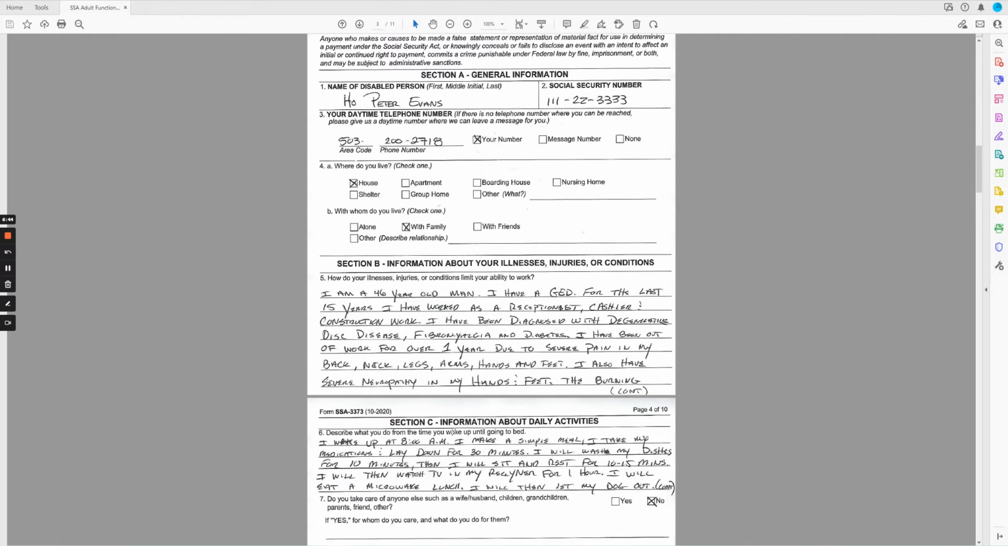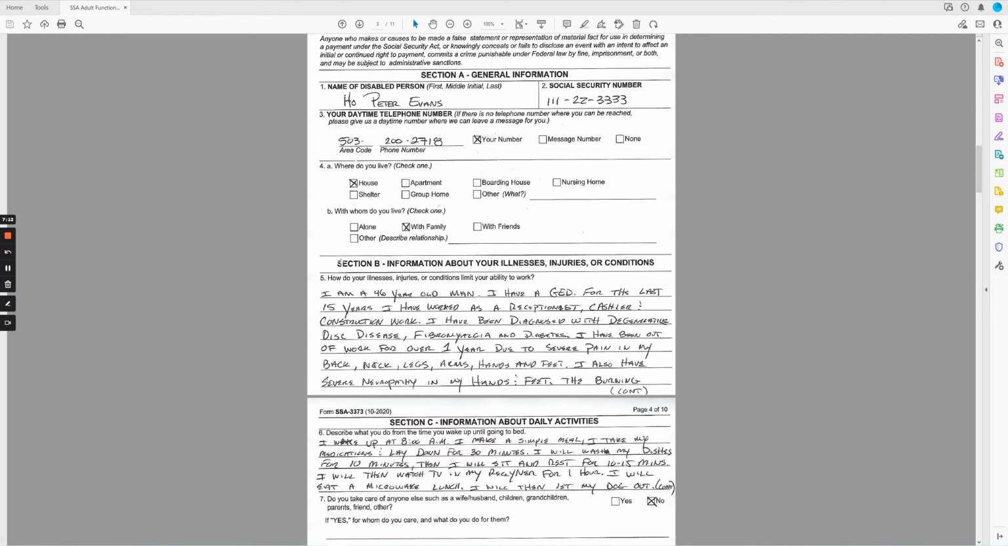But you want to be specific. Pain where? So here you want to say severe pain in my back, my neck, my legs, my arms, my hands, and my feet. I also have severe neuropathy in my hands and feet. Neuropathy would be a diagnosis. Then you want to say where the neuropathy is, just like with the pain, where is the pain? And then you want to talk about the sensations, or what does it feel like?